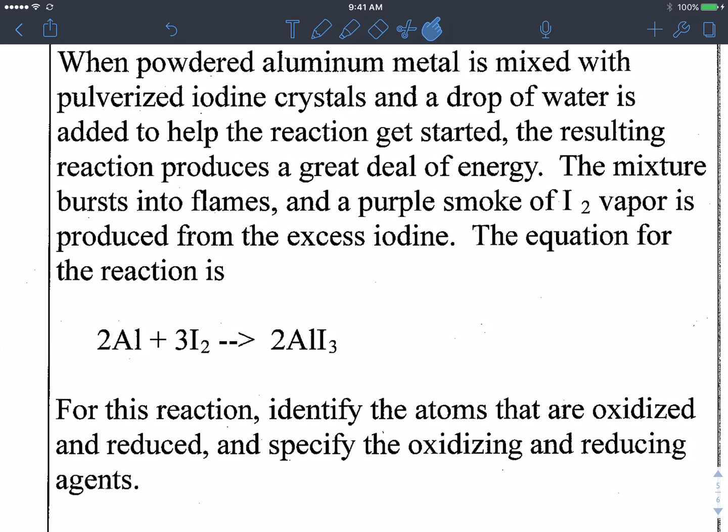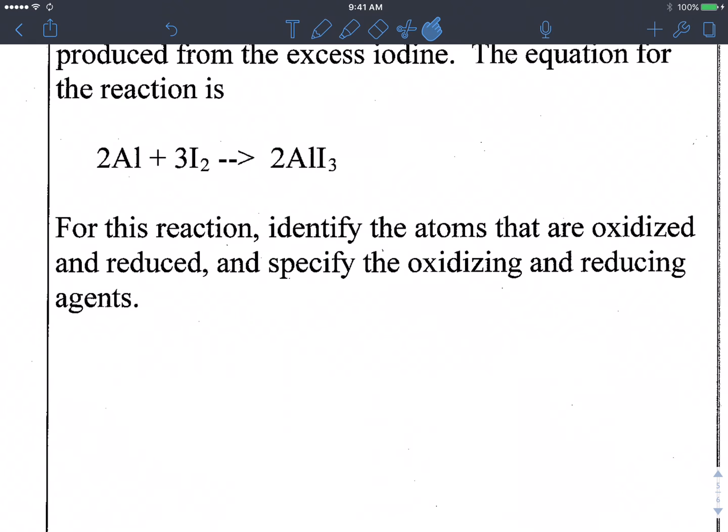So here's an example, and we can read through all of this. You have powdered aluminum, it's doing all this stuff. The mixture bursts into flame, we get some purple smoke out. The equation for the reaction is that. So what they want us to do is identify the atoms that are oxidized and the ones that are reduced. In order to do that, you need to assign oxidation states. Now aluminum's pretty easy. It follows rule 1. It's an atom by itself. Its oxidation state is 0. Iodine, also an element by itself. Its oxidation state is 0.